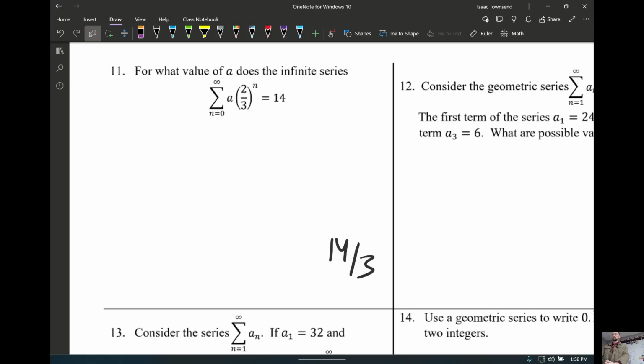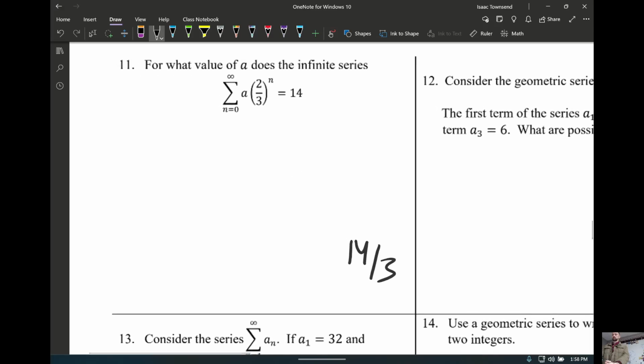There's no one. Okay, it was 4 minutes already, so does anyone need to see number 11 worked out? Anybody not get 14 thirds? Okay, then let me record this one real quick, so if you don't need help with this one, work quietly for a second, please.